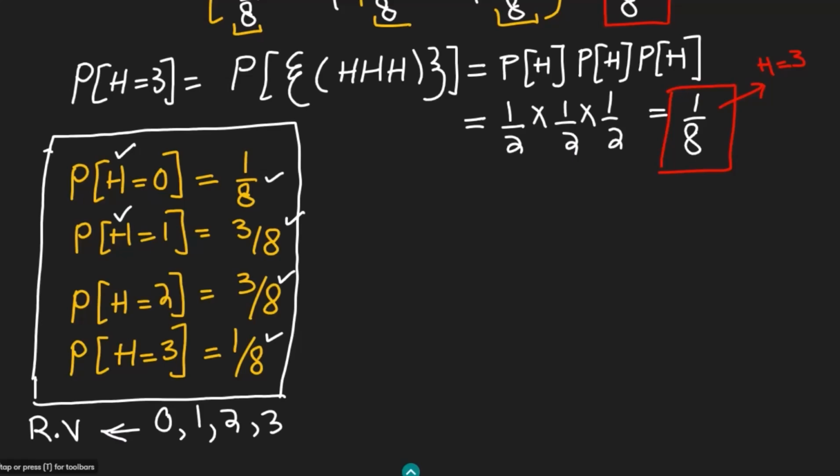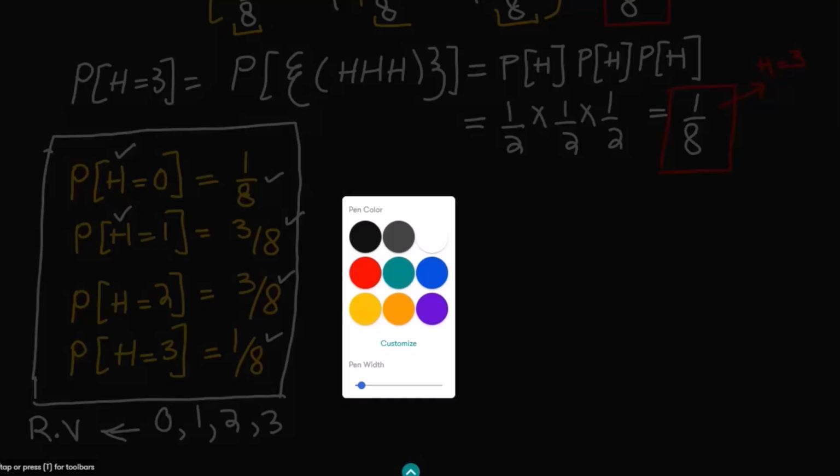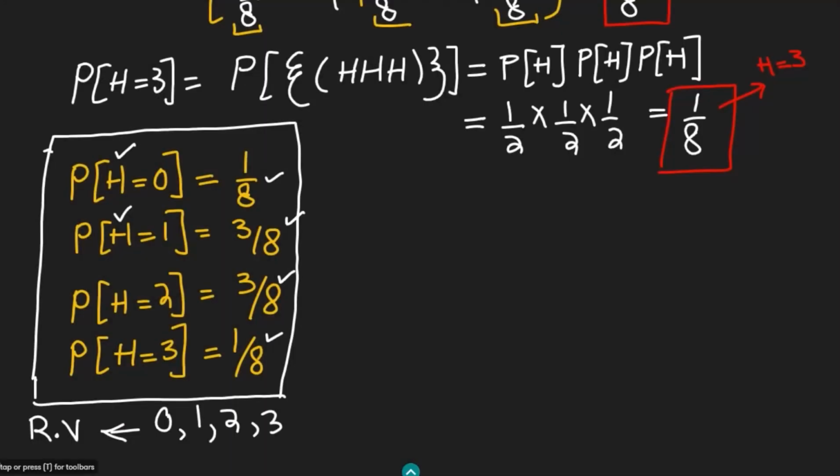So let me have a graph here. Let me draw that graph by using this color. So let me have a plot here. Here this is the random variable X, because X is the number of heads in 3 tosses, and this is the probability of this X. So here the probability will be shown.